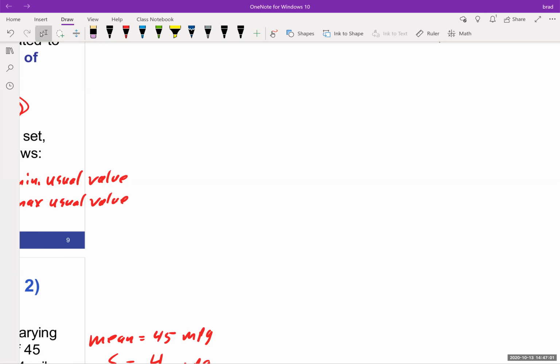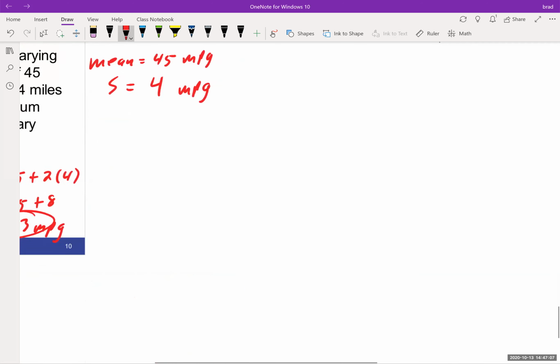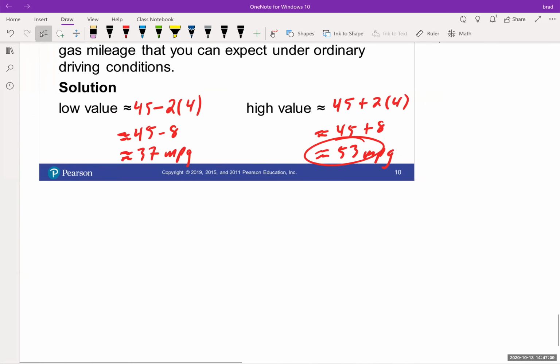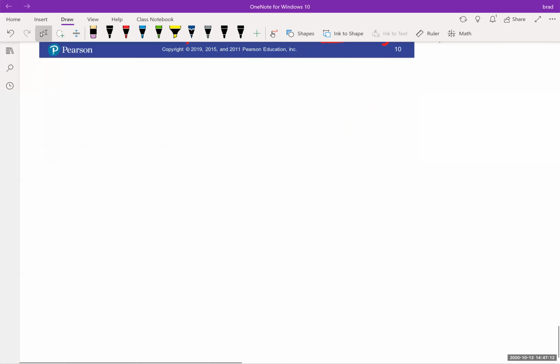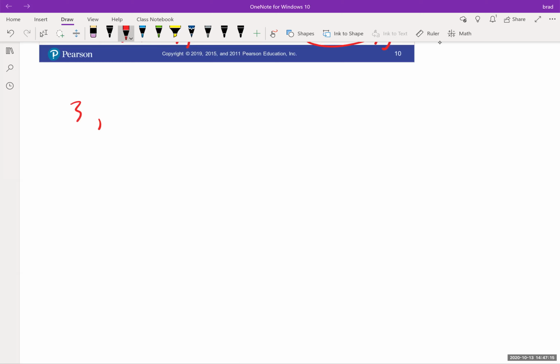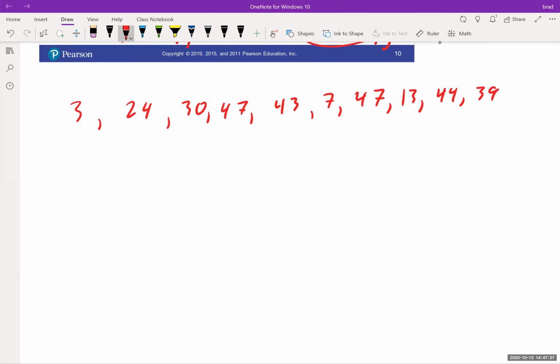Okay, so not everyone in this class is going to have a graphing calculator, so I don't want to give you one that requires a graphing calculator to do the 5-number summary. So I'm going to give you data values: 3, 24, 30, 47, 43, 7, 47, 13, 13, 44, 39. Okay. So we have to arrange these in order.